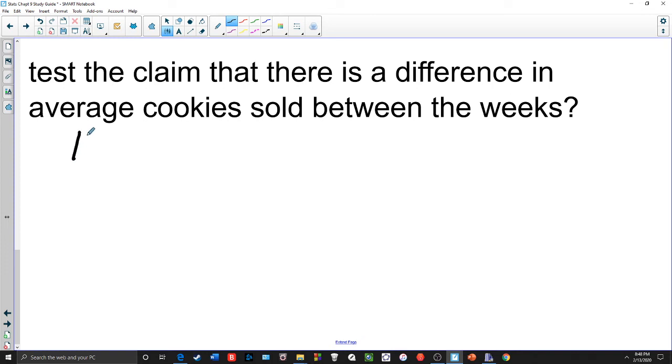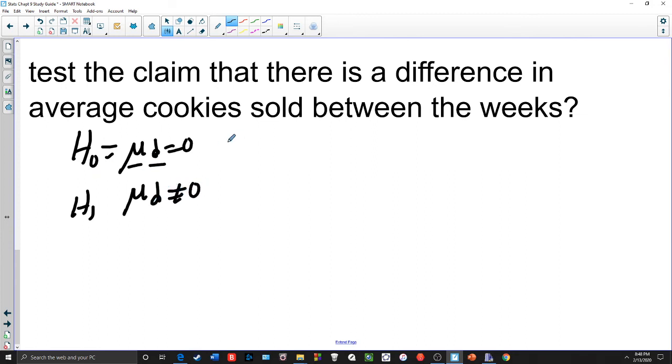So that's when I would do H0: mu D equals 0, because I'm testing an average difference. And then H1 would be that mu D is not equal to 0, because the alternative of there being a difference is there not being a difference. It doesn't say either way, it just says whether it is or isn't.